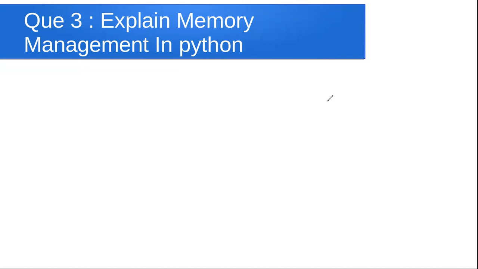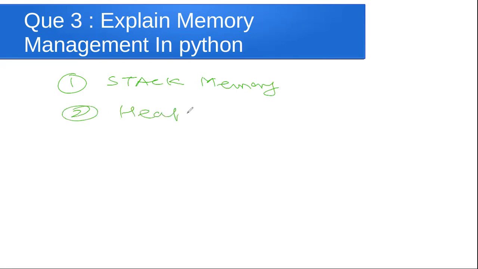For that you need to understand some terms. What kind of memory does Python use? Python uses two types of memory for memory management. The first one is the stack memory, and the second one is the heap memory. I will explain stack memory and heap memory. You need to understand these types of memories.